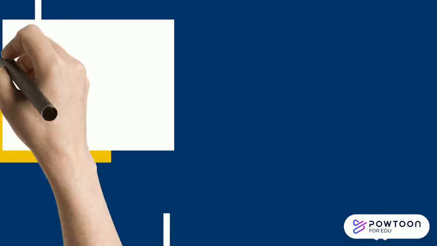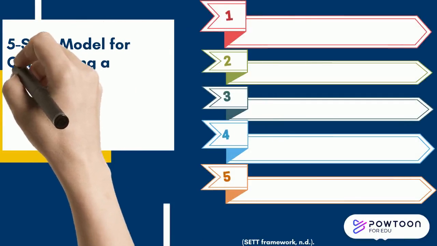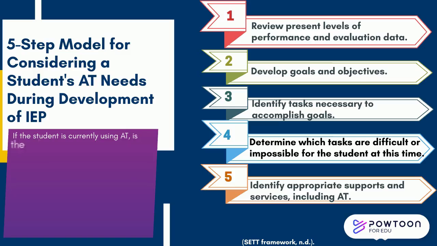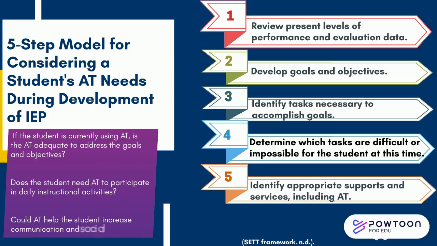The 5-step model considering a student's assistive technology needs during development of IEP. Step number 1, review present levels of performance and evaluation data. Step number 2, develop goals and objectives. Step number 3, identify tasks necessary to accomplish goals. Step number 4, determine which tasks are difficult or impossible for the student at this time. Step number 5, identify appropriate supports and services, including assistive technology.